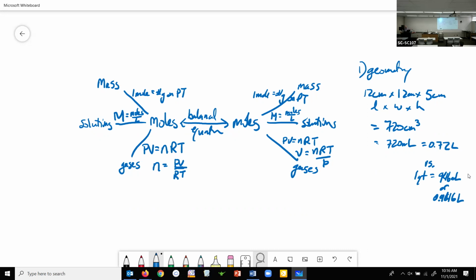But geometry is not the only approach we could use. What's another approach we could use to figure out the volume of that bag? Displacement. We could use displacement. So I got a beaker here, fill it up with some water.